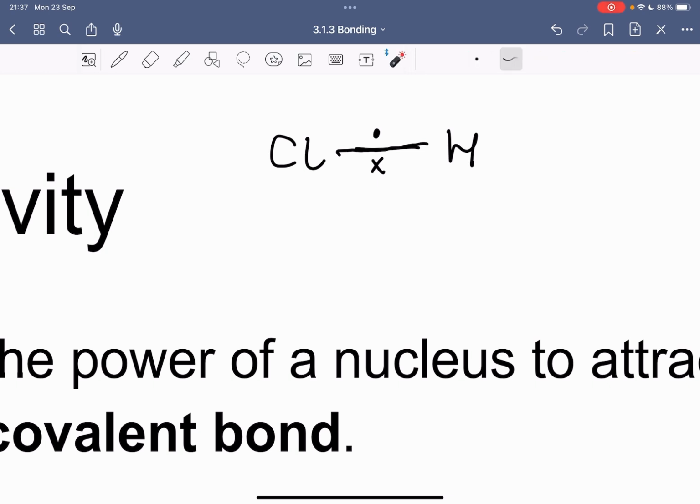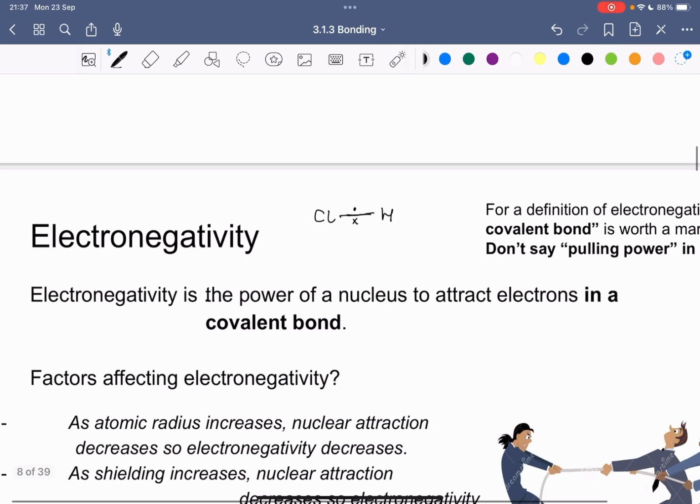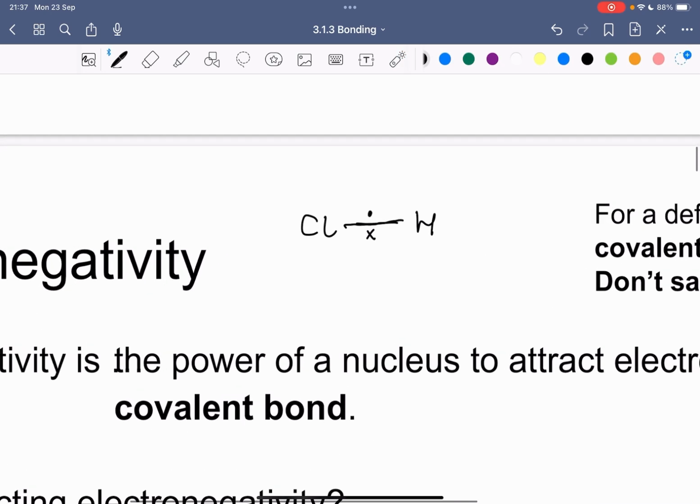In the covalent bond, the electrons are closer to one of the atoms than the other. The factor that affects which side it's closer to is called electronegativity. So, the more electronegative element is the side that it will be closer to. In this case, I'm just telling you this now, chlorine is the more electronegative element. So, the electrons are going to be somewhere like here. Okay, so they're going to be closer to chlorine.